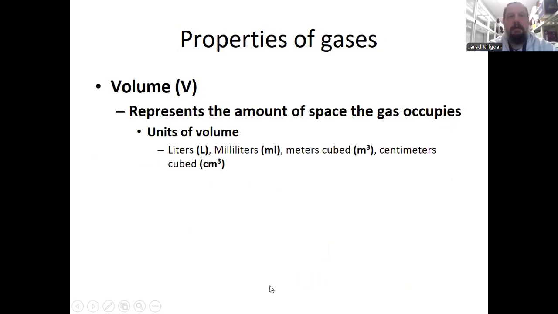The first property we're going to discuss is volume. The variable we use for volume, the letter that we use in equations, is V. Nice and simple. Volume represents how much space the gas occupies. The units that we're going to use are liters, milliliters, meters cubed, centimeters cubed. Those are the ones we use in our class. There are some other ones. We're going to stick to the metric units, though. You could have kiloliters if you want, or megaliters, or microliters. So all sorts of different volume units there.